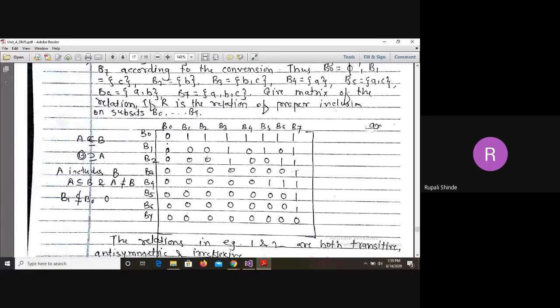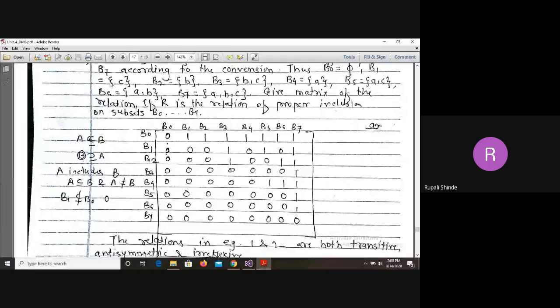For B2, B2, obviously it is 0, because these two sets, B2 and B2, are equal sets and are not satisfying the condition for proper subset. So for the same set there will be 0. B2, B3: B2 is set B, B3 is set B, comma C. So again, B2 is a subset of B3 and B2 is not equal to B3. So this is satisfying the condition for proper subset, so we have to mark 1 here.